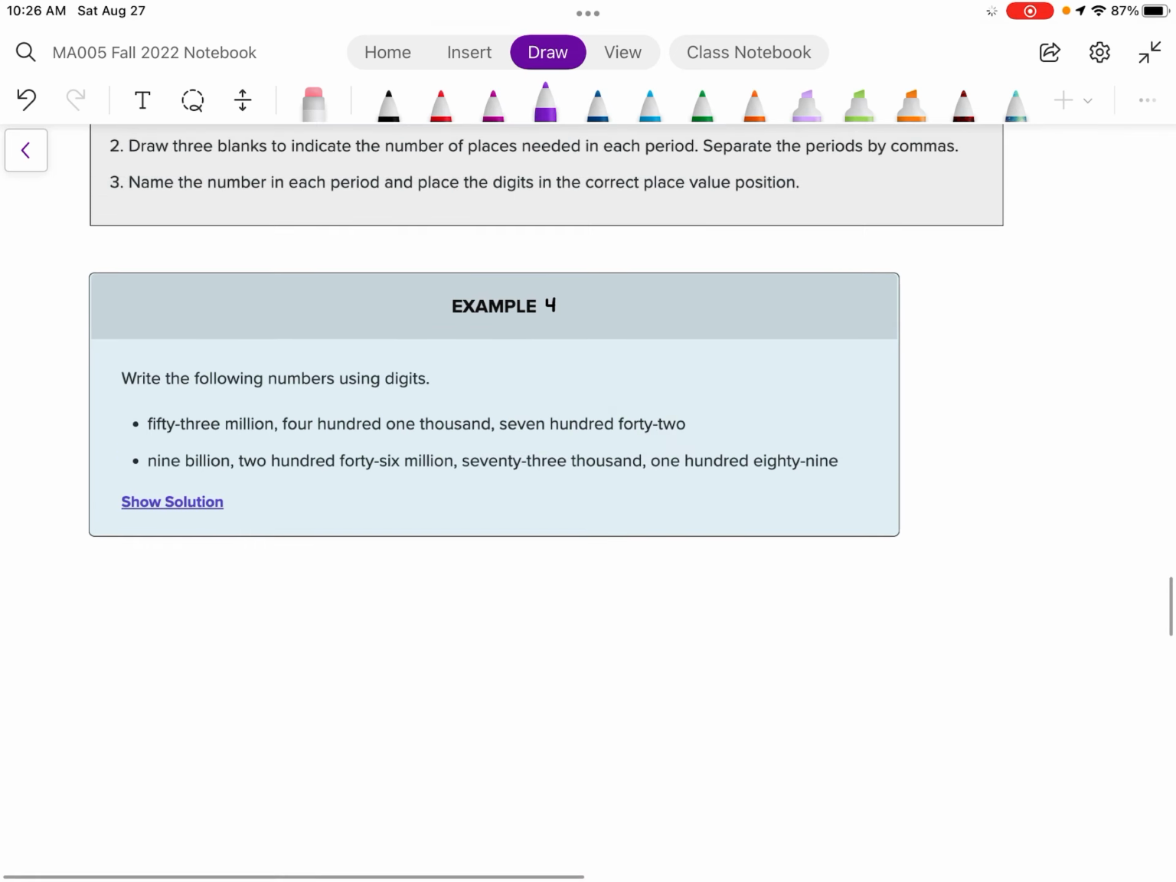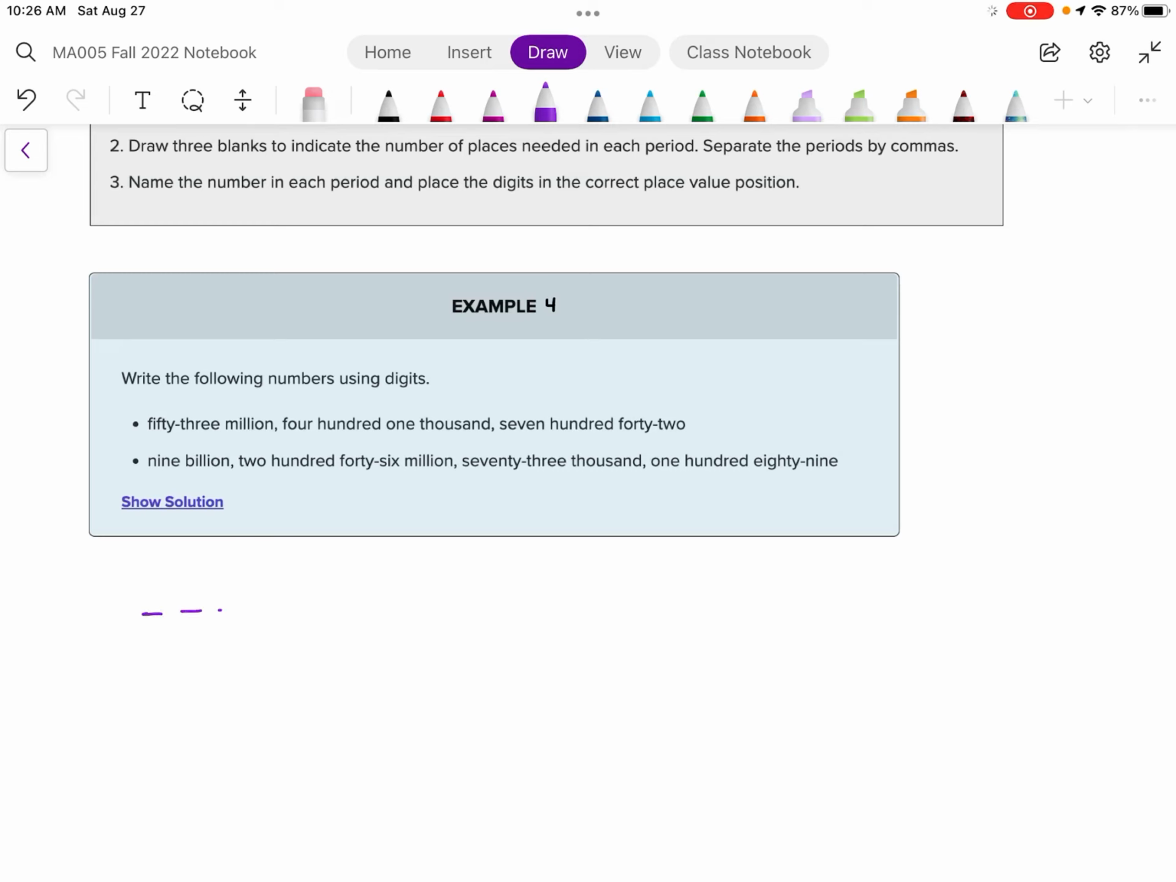So the first one, 53,401,401,000. What is this? Well, think about that. What's missing there? There's going to be a 0. 742. Okay, so let's start with the 53 million.